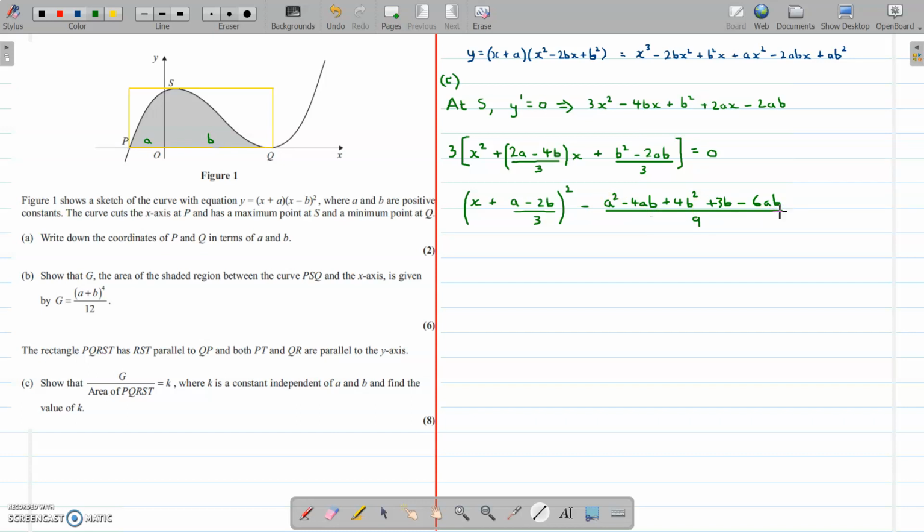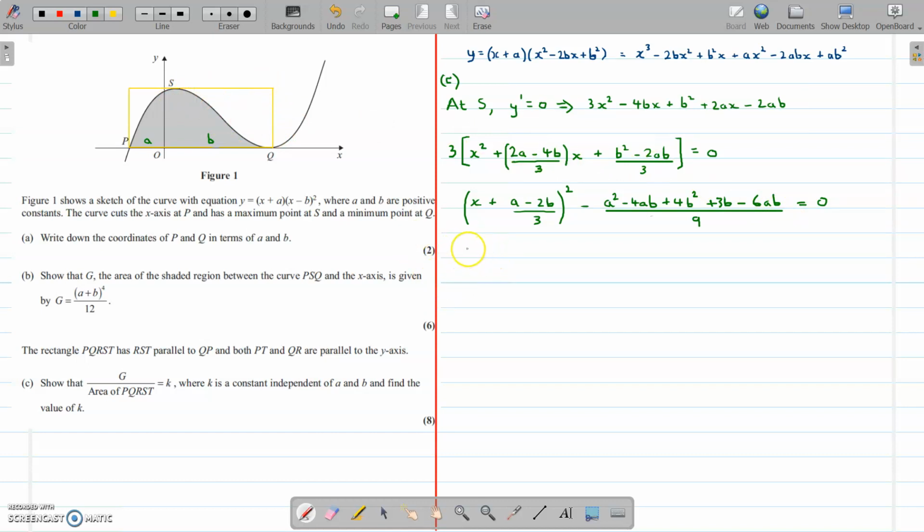Now if we take that on to the next stage, we get that, and that has to equal 0, of course. We're setting that to 0 because we're trying to find the value of x, in other words the x coordinate of the turning point S.